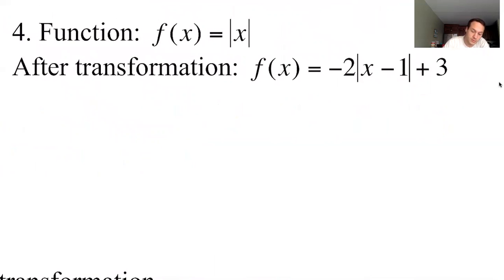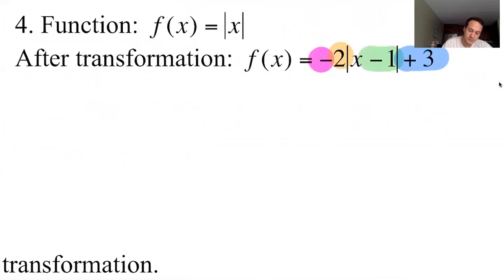Love it. Look at this one. This one has so much going on here. We've got a negative symbol. We've got a coefficient. We've got a negative on the inside, and we've got a positive on the outside. Four transformations for us. This is like the holy grail of all types of transformation questions for us.